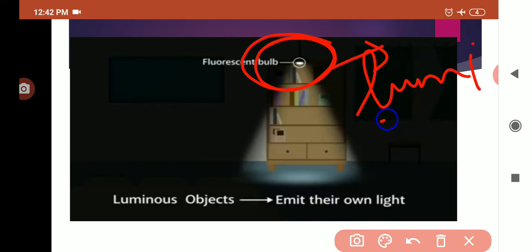Luminous मतलब क्या होता है? The object which emits its own light. They don't need someone else to give them light. They have their own light. Now when we switch on the bulb, it produces light और ये light एक non-luminous body पे पड़ी, just like an almirah. Almirah is a non-luminous object. Almirah doesn't emit its own light.